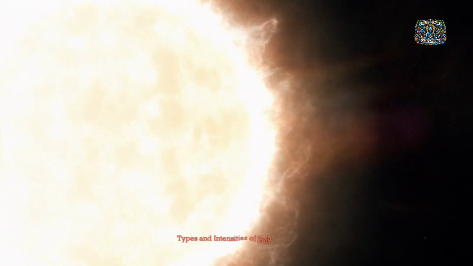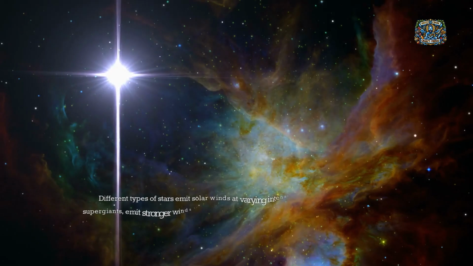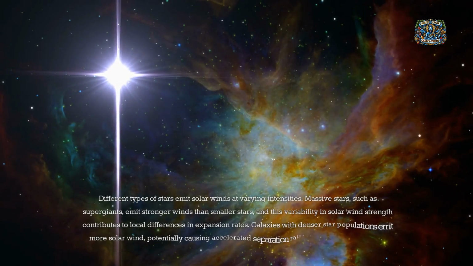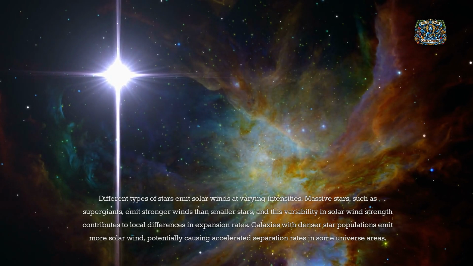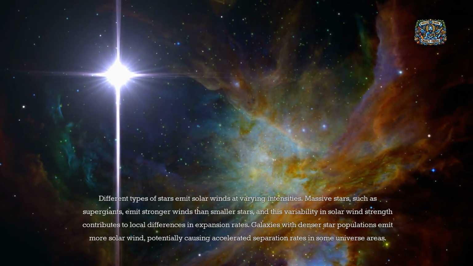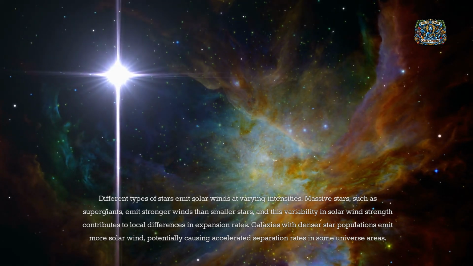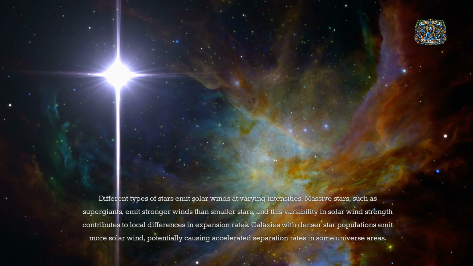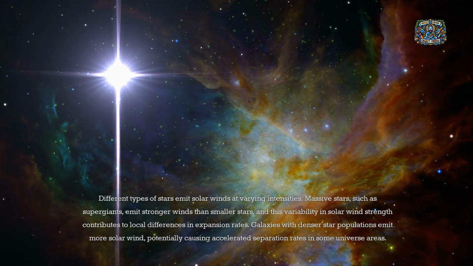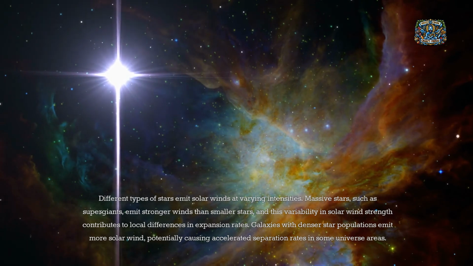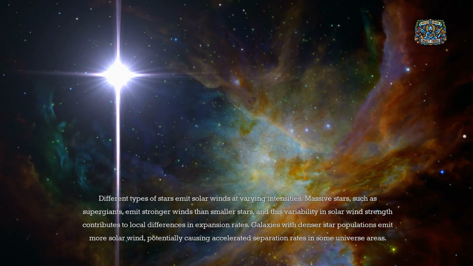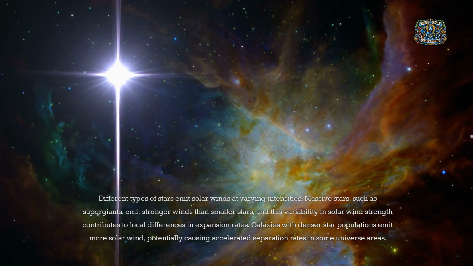Types and intensities of solar winds. Different types of stars emit solar winds at varying intensities. Massive stars, such as supergiants, emit stronger winds than smaller stars, and this variability in solar wind strength contributes to local differences in expansion rates. Galaxies with denser star populations emit more solar wind, potentially causing accelerated separation rates in some areas of the universe.